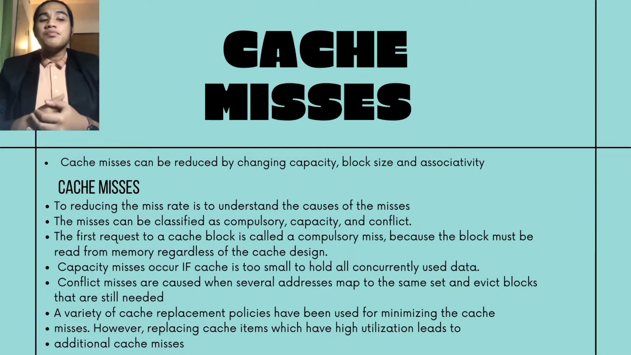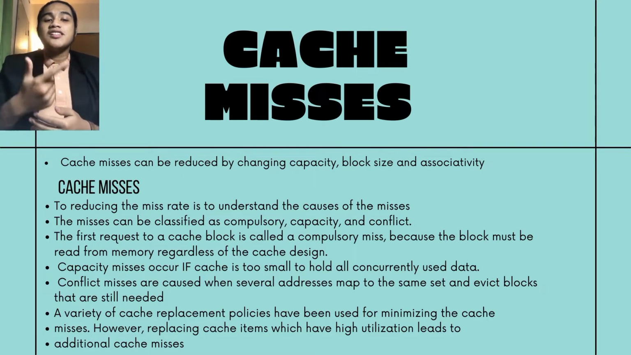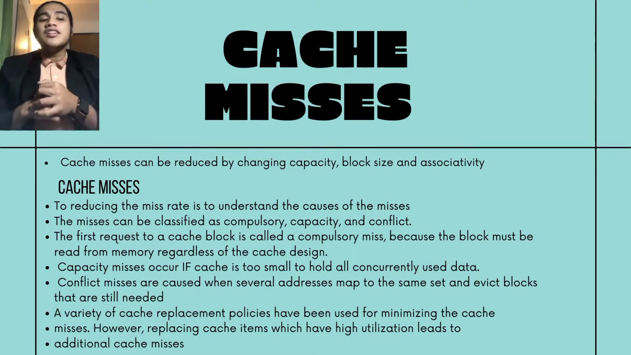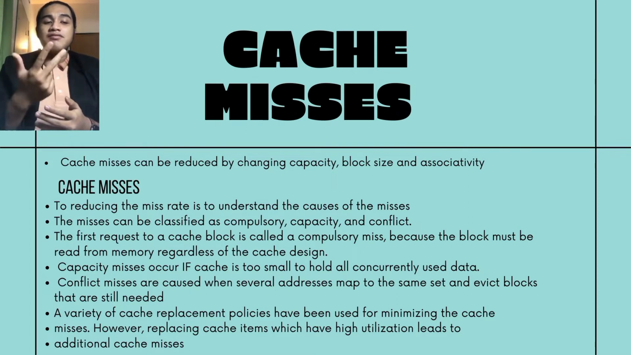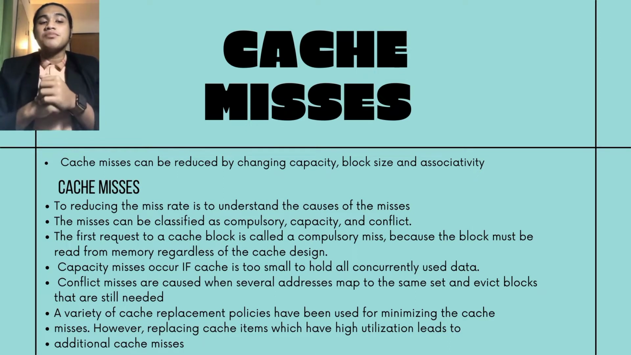Cache misses can be reduced by changing the capacity, the block size, or the associativity. To reduce the miss rate, we need to understand what causes the miss. The misses can be classified as compulsory, capacity, and conflicts. The first request of a cache block is called a compulsory miss, which cannot be avoided because the block must be read from the memory regardless of the cache design. Capacity misses occur if the cache is too small to hold all the concurrently used data. Conflict misses are caused when several addresses map to the same set and evict blocks that are still needed.